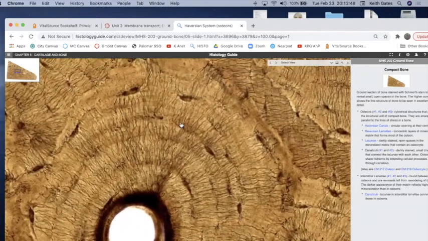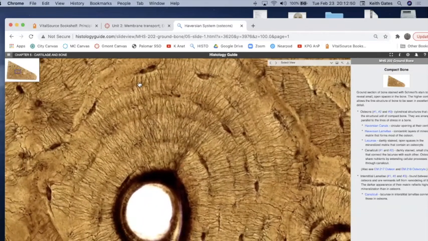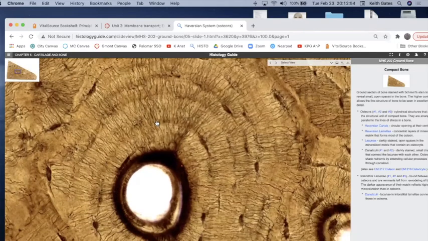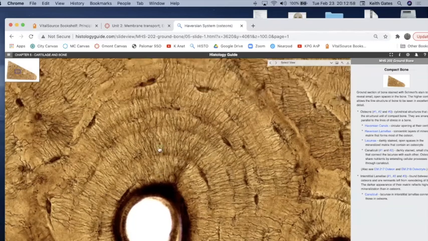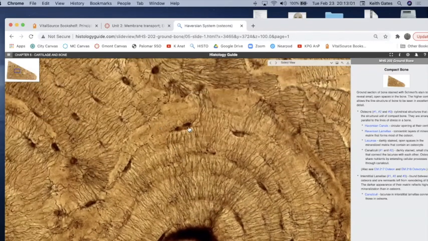Okay. And then coming off those lacuna, all these squiggly lines over here are the canaliculi. Right, the canaliculi. Those are those little canals, right, where the, right, here's the osteocyte.